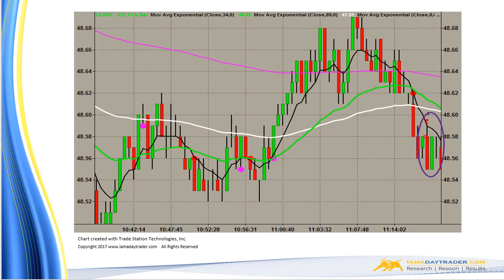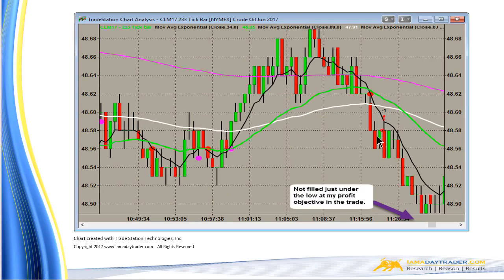Here I went ahead and called the trade into our room, and I discussed that we're going to put on a short position. Our stop loss is going to be around the 64 area, and the profit objective in this particular case is just under the lows. Stop loss just above the 64 area. So let's see how prices developed here.